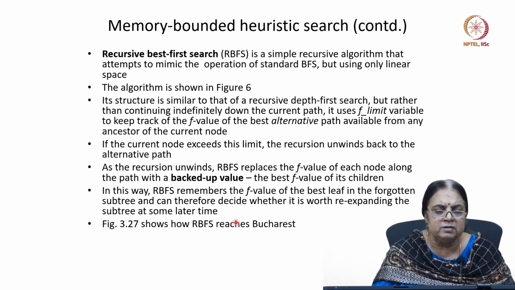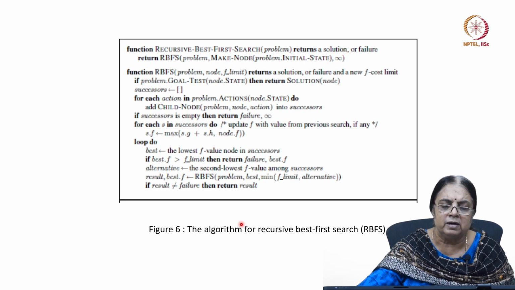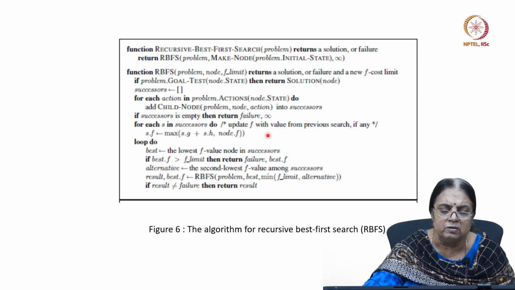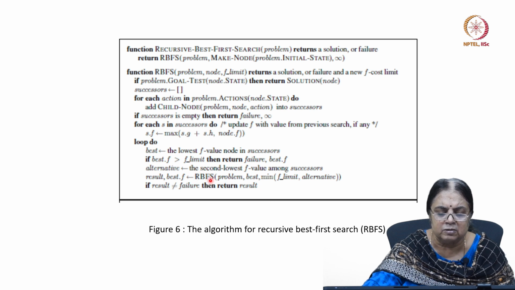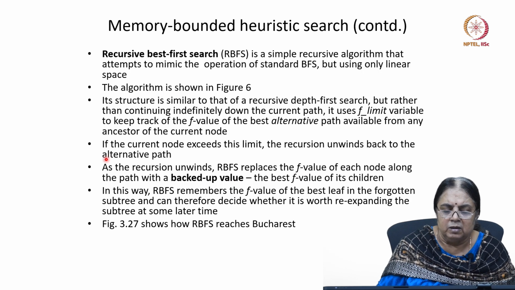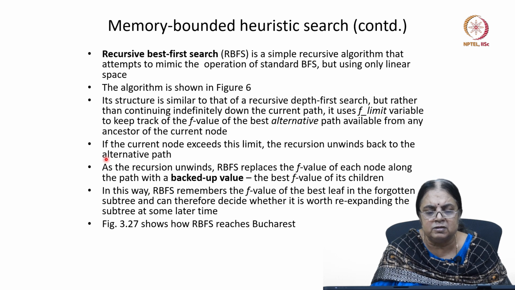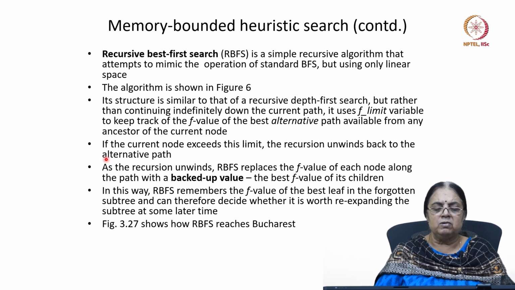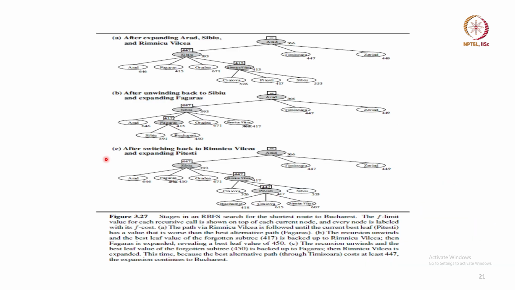Another one is what is called the recursive best first search. Here the algorithm is shown where you are using a recursive formulation. So what is done here is it's similar to the recursive depth first search, but it uses the f limit variable. If it exceeds the limit, then the recursion unwinds back to an alternative path. So that limit is used. So recursive best first search is a way of doing the iterative deepening A star algorithm. So this shows how the RBFS searches through and reaches the solution that you are looking for.